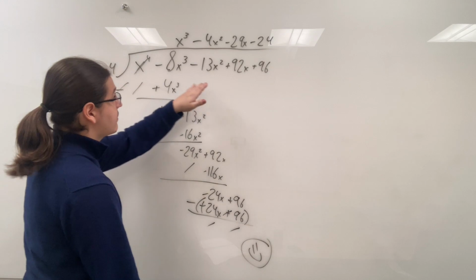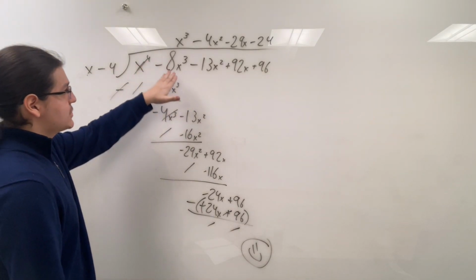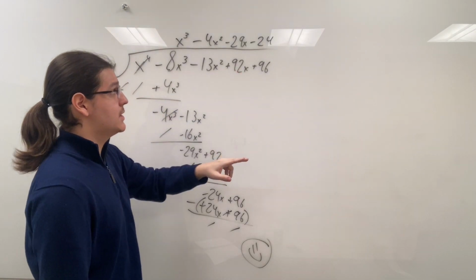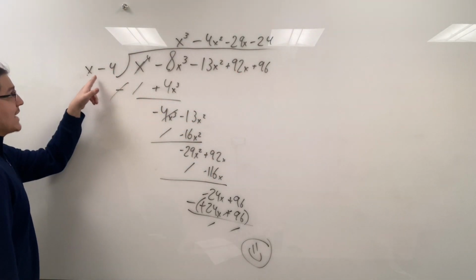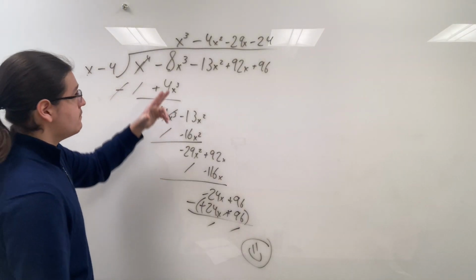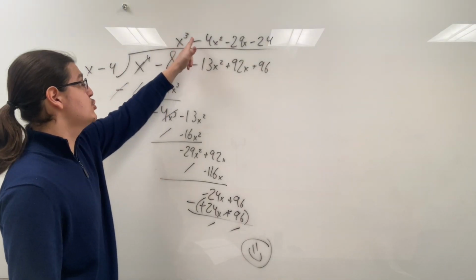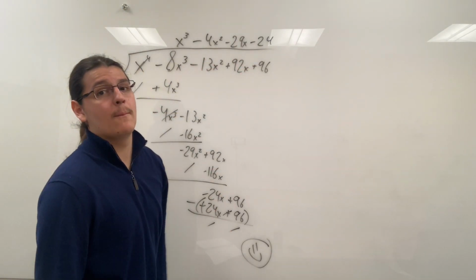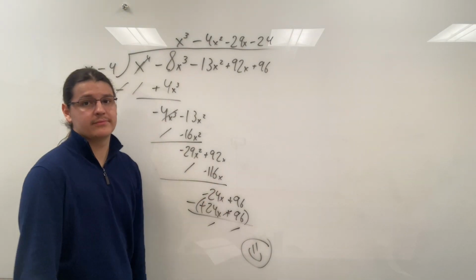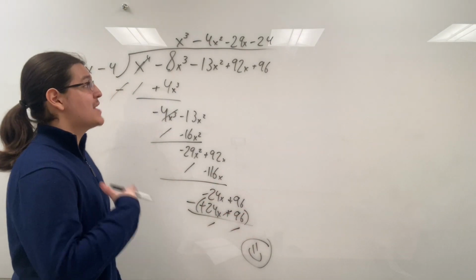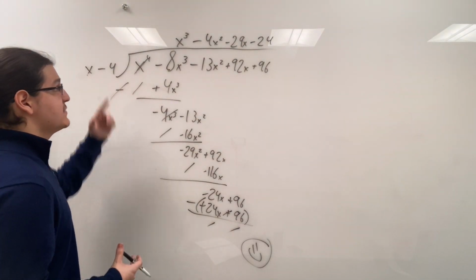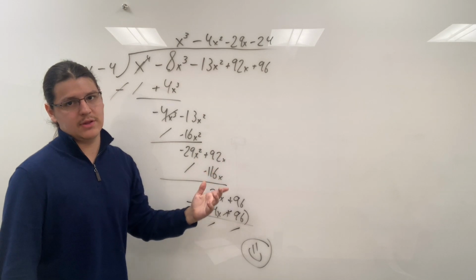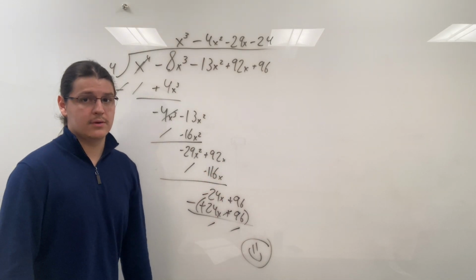Showing that x to the 4th minus x cubed minus 13x squared plus 92x plus 96, when divided by x minus 4, our quotient is x cubed minus 4x squared minus 29x minus 24 with a remainder of 0, which tells us that x minus 4 is a factor, a root of this polynomial right there. Voila.